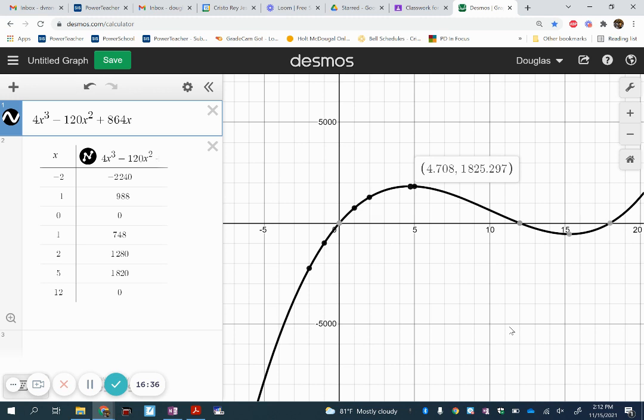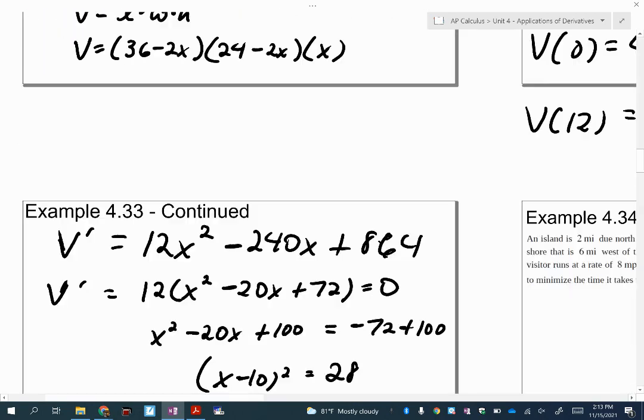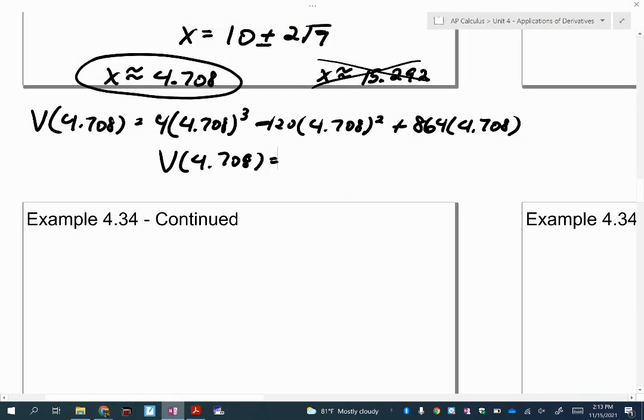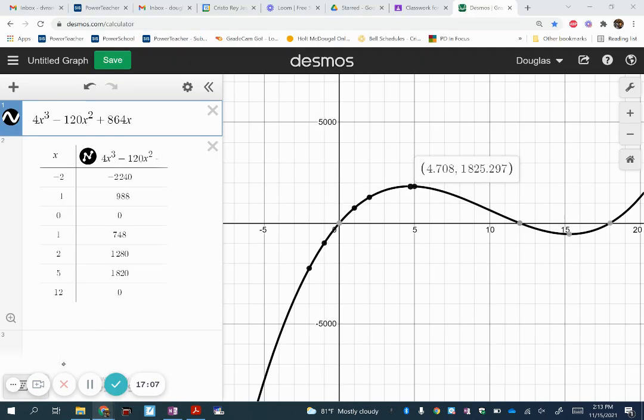So here is my maximum volume at that side length of square that's cut out of this cardboard box, 1,825.297. And it's going to be cubic feet, I believe. Is this in feet? I'm not sure. Inches, cubic inches, my bad. So it's going to be 1,825.297 cubic inches. So this is my maximum volume using that side length. Okay, so that's it for this one. I'm going to move on to the next one.